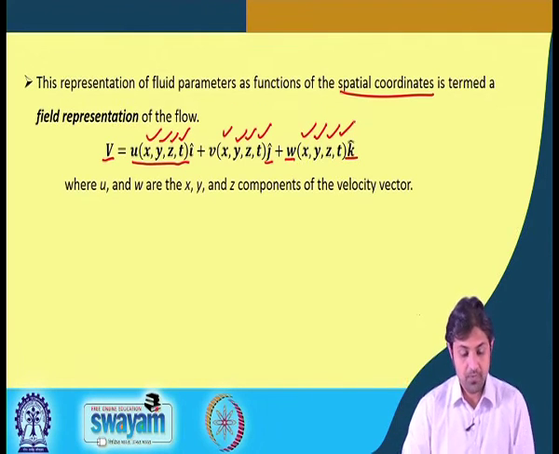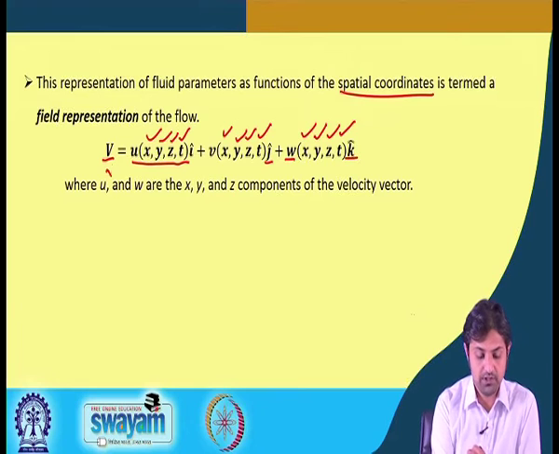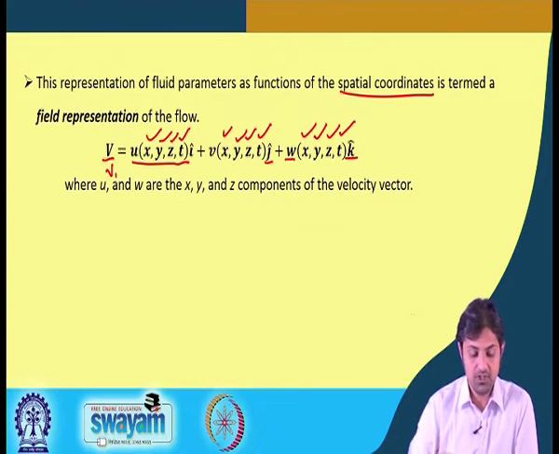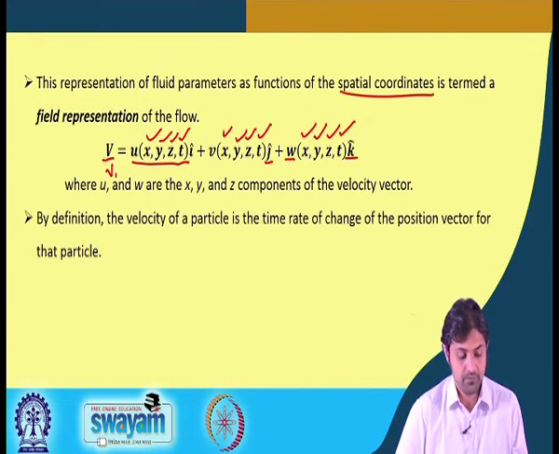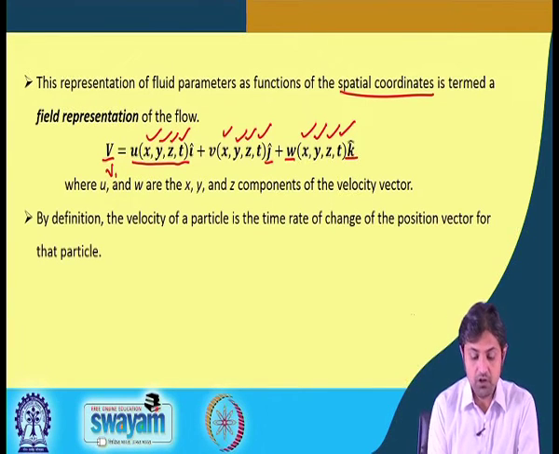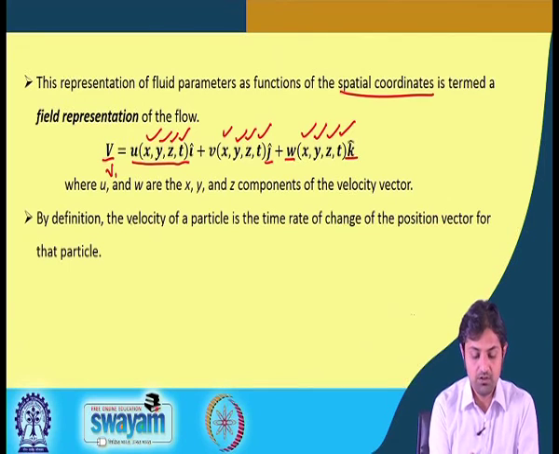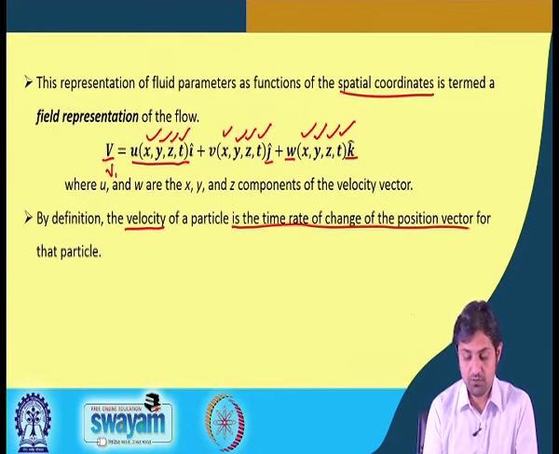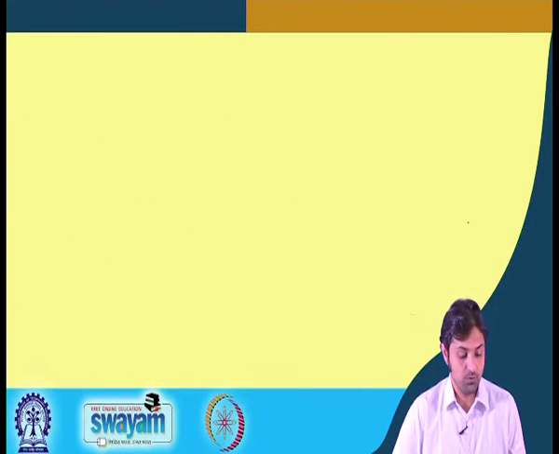Okay. So as I told you, u, v and w are x, y and z components of the velocity vector. By definition, the velocity of the particle is the time rate of change of the position vector for that particle. So the velocity is the time rate of change of the position vector for that particular particle. This you already know.